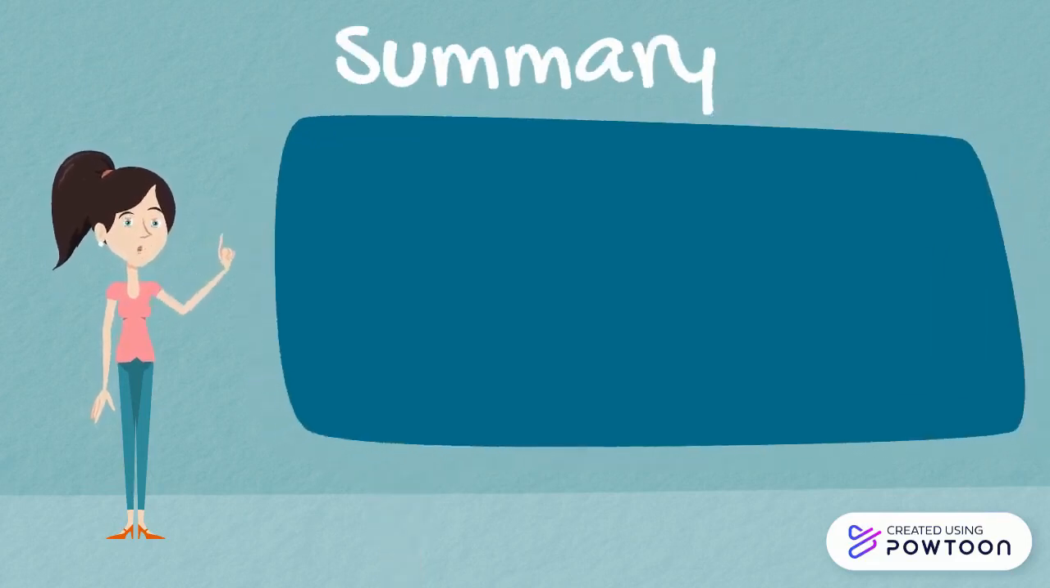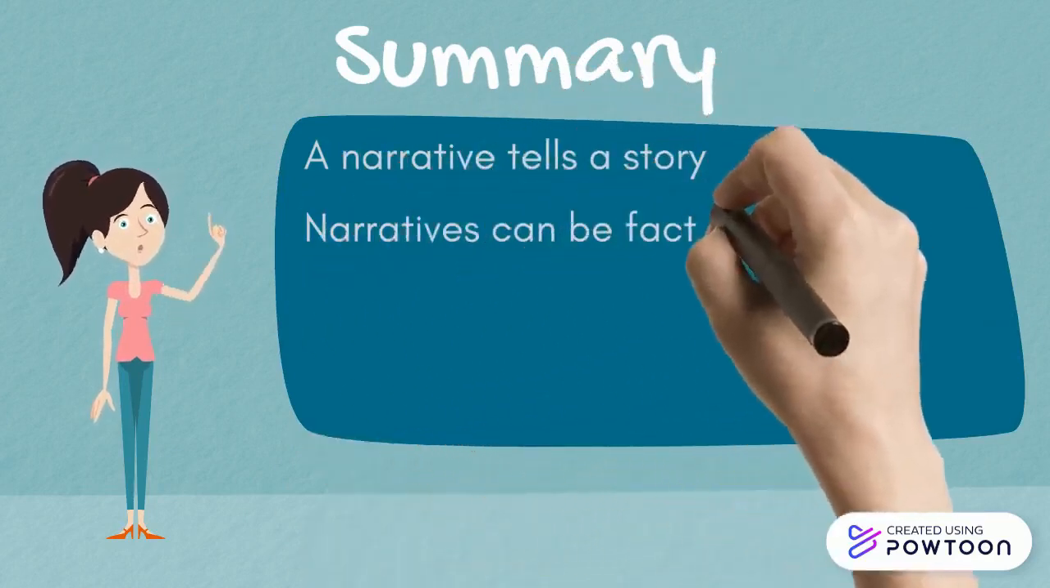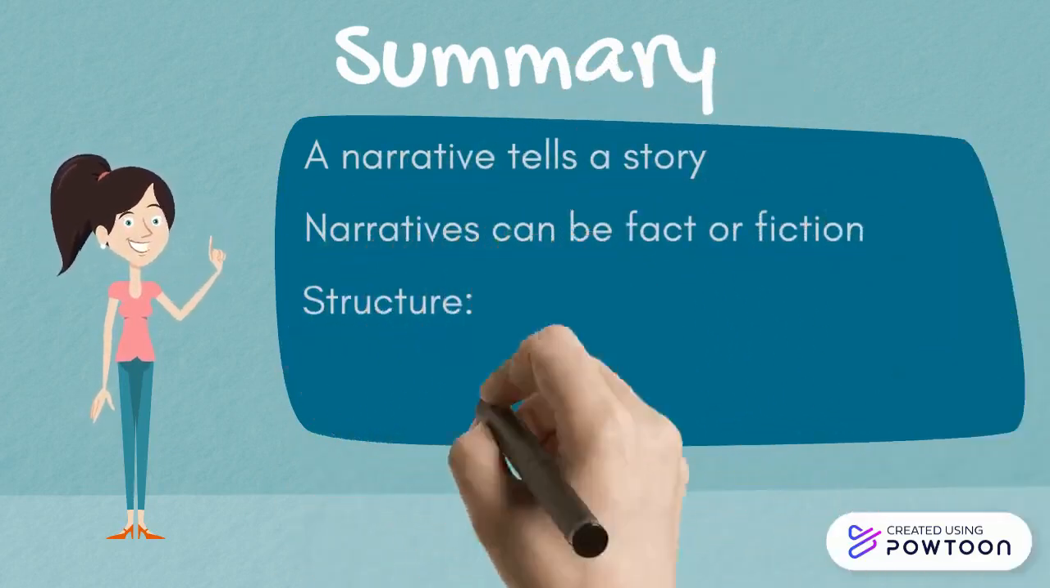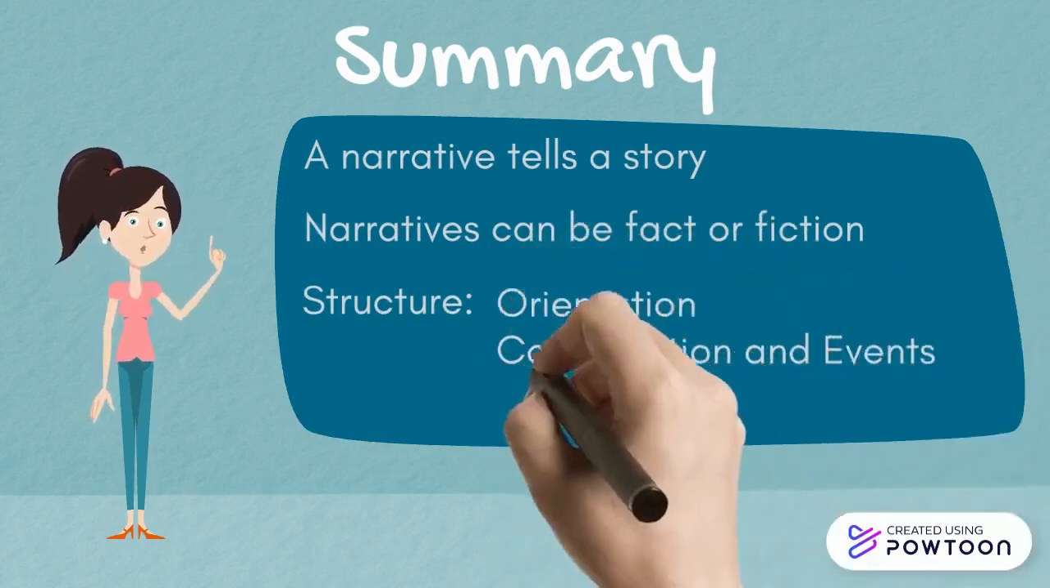So, in summary, a narrative is a text that tells a story. It can be fact or fiction. Narratives follow a clear structure. They have an orientation, a complication and events, and a resolution.